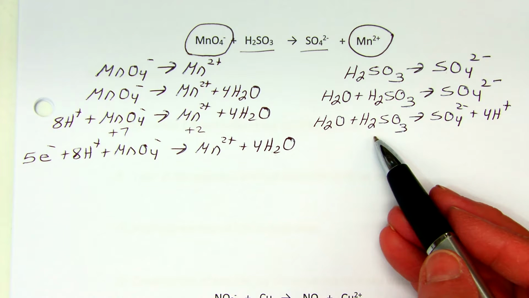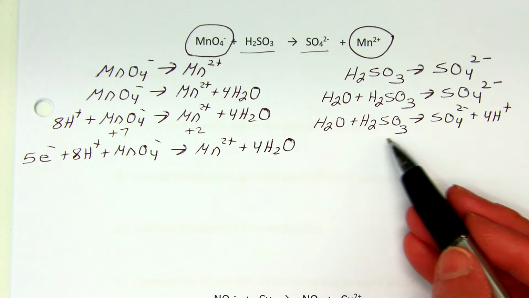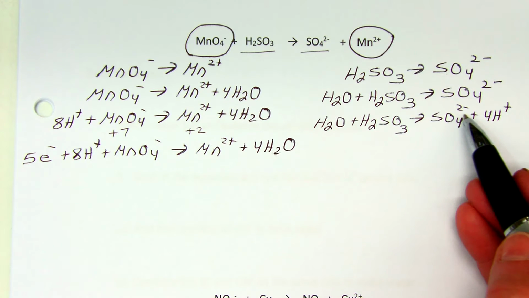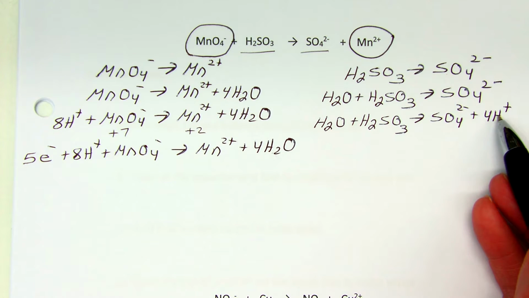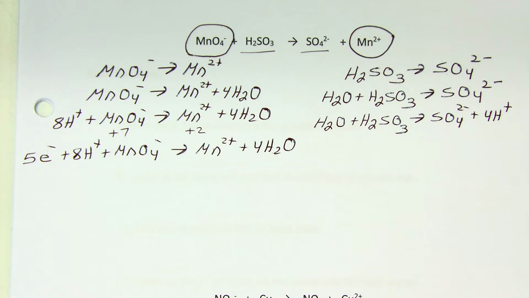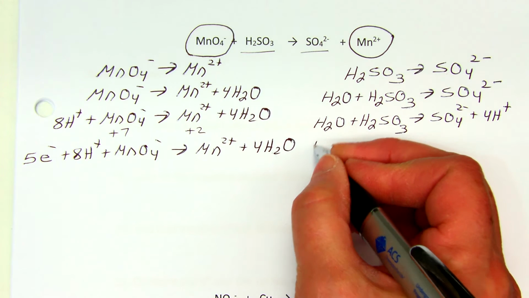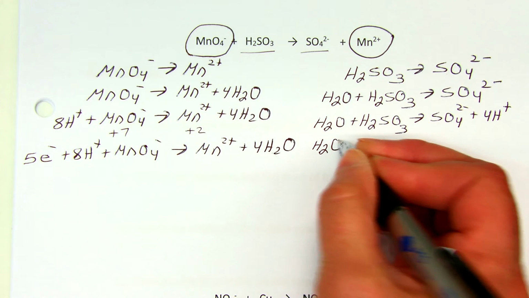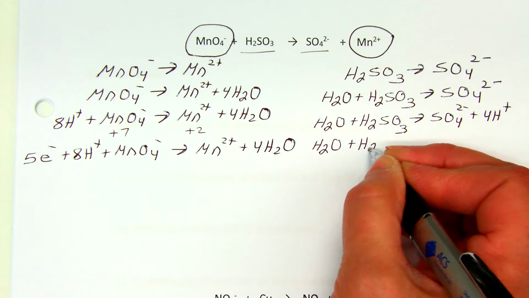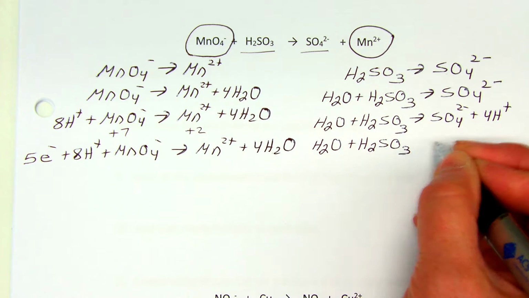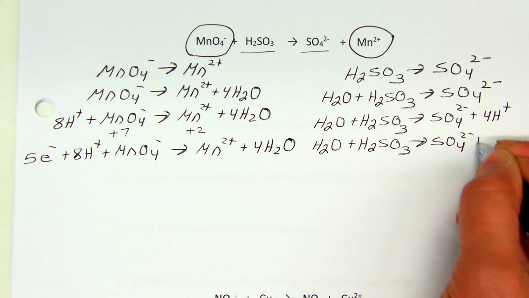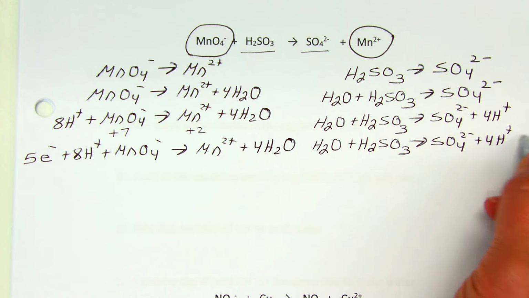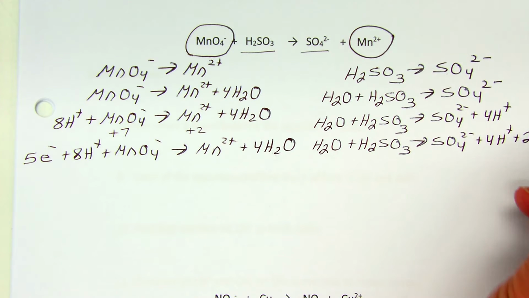Water and sulfurous acid are neutral. 0 charge on the left. A negative 2 and a positive 4 is a positive 2. So I add 2 electrons to the more positive side. So water plus H2SO3 yields sulfate plus 4 hydrogen ions plus 2 electrons.